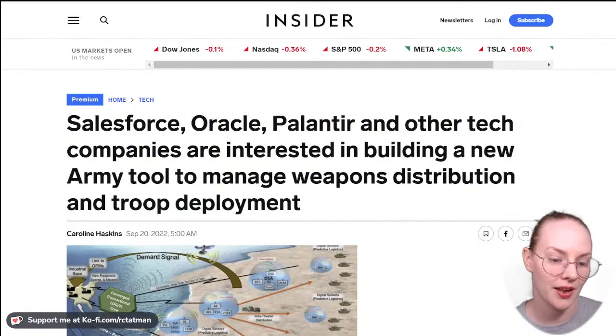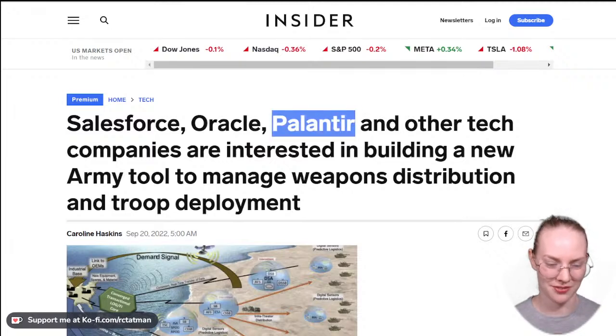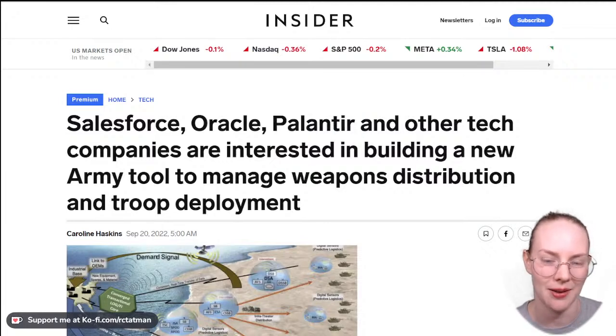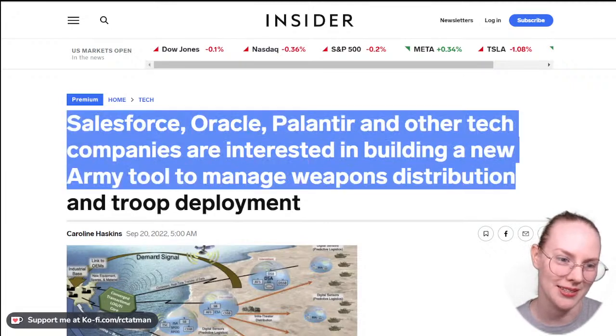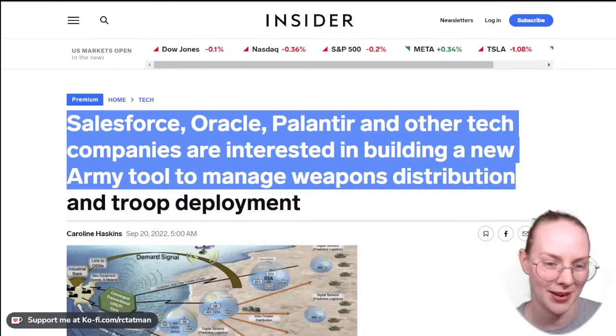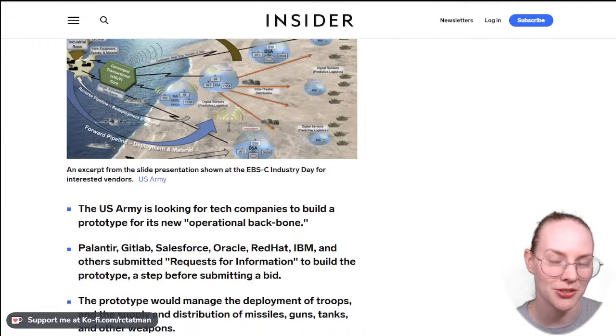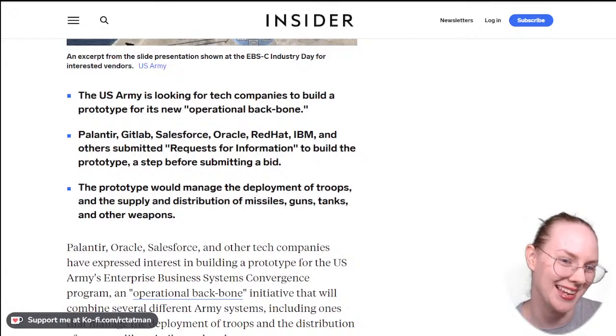Anyway, also speaking of military contracts and money, Salesforce, Oracle, and Palantir, obviously. Sorry, Palantir is on my list of companies that if I could snap my fingers and make stop existing, I would. They are interested in building new army tools to manage weapons distribution and troop deployment. Of course they are, because there's a lot of money in it and companies like money. One might go so far as to say that's the only thing that companies like.